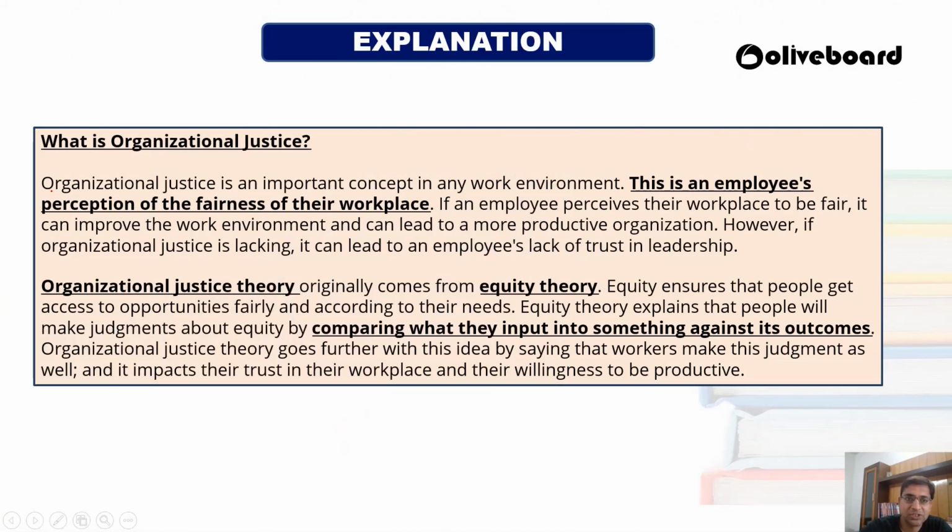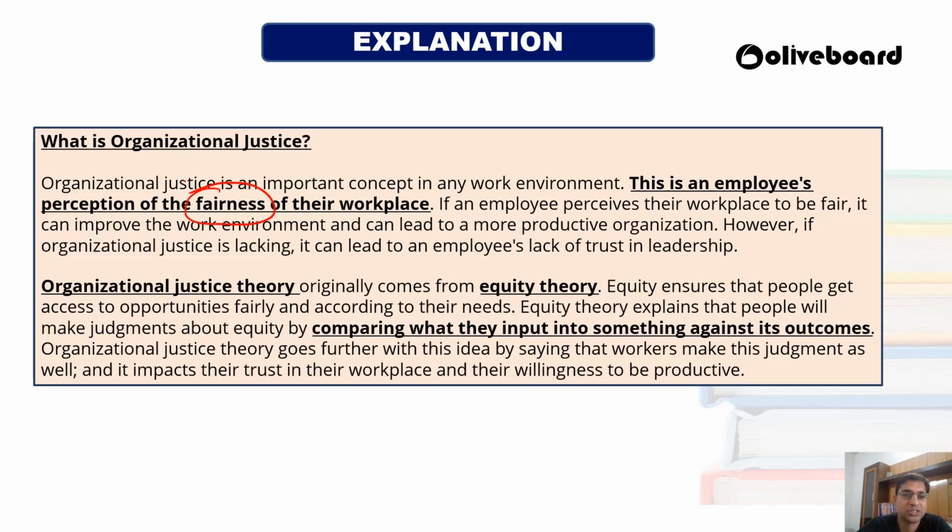So what is this organizational justice all about? Here the employee forms a perception about fairness at the workplace. You are working at some workplace, and you check how fair that workplace is for you, whether you are being treated properly, whether you are getting proper compensation or not. Employees perceive their workplace as fair if they can improve the work environment, and because of that there is a more productive organization.